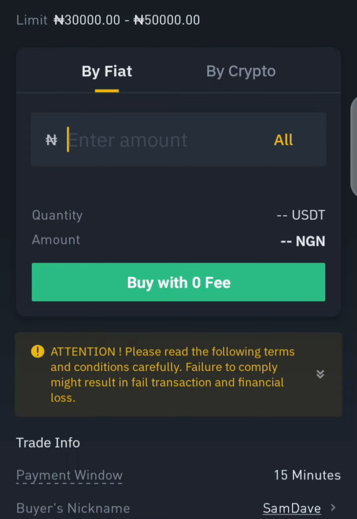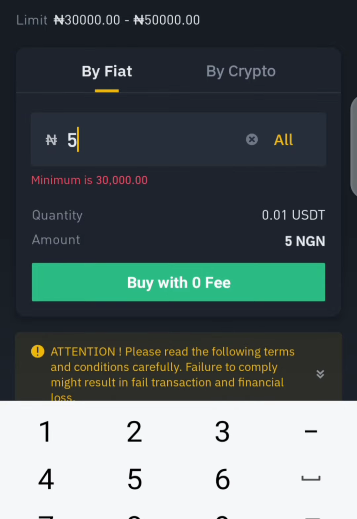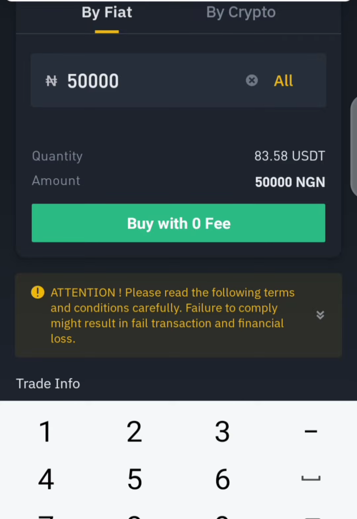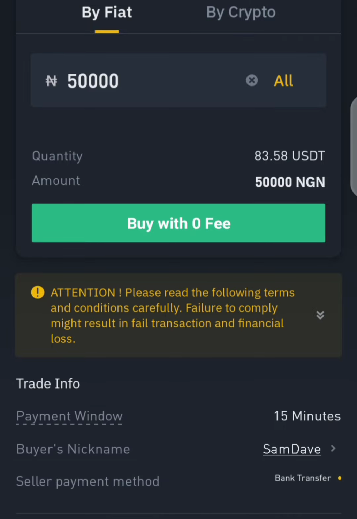So what next? You enter the exact amount that you want to trade with. So I'm trading with 50,000 naira. Below it, you see quantity and amount. The quantity simply means the quantity of USDT that you will get. The amount means the amount that you are buying in your local currency. Then what you click next is buy with zero fee.